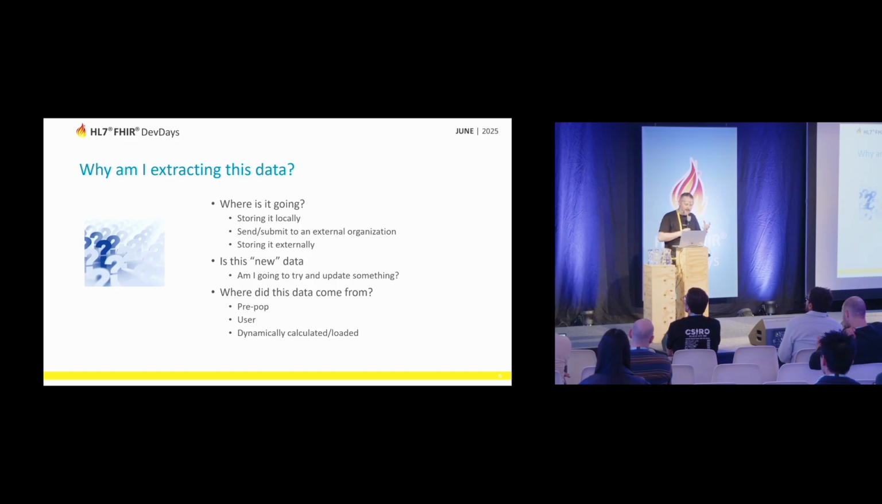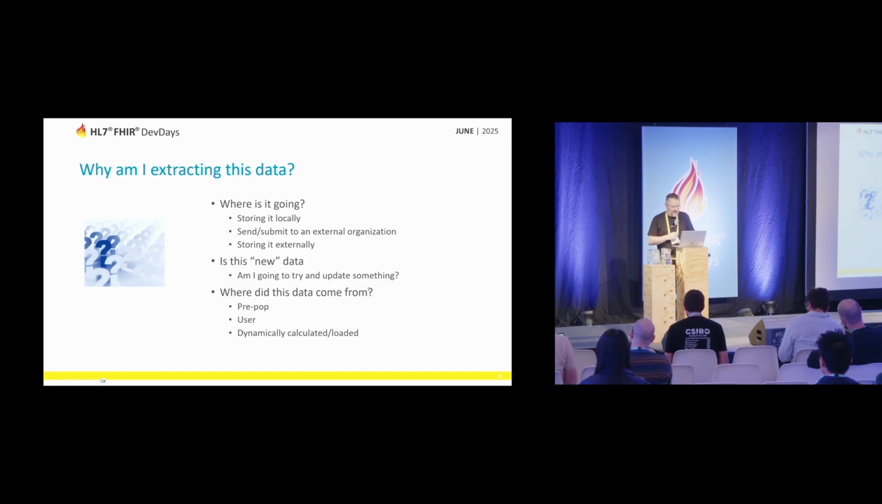Before I get into the other parts, why am I extracting this data? When I'm defining extract rules, I really need to know where it is going. Am I just going to be storing it locally? Am I going to be sending or submitting it to an external organization? Or am I just storing it externally? These are all different conditions that you might have while you're considering the design for your extract.